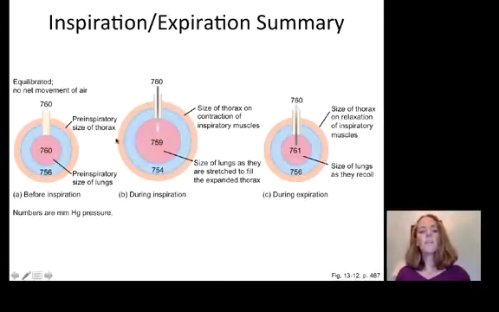Okay, take a moment to pause and make sure you understand these pressure gradients that cause air to move into the lungs and air to move out of the lungs.